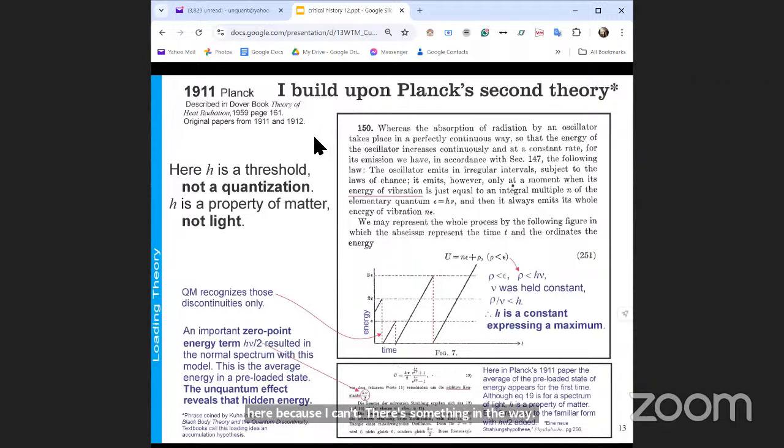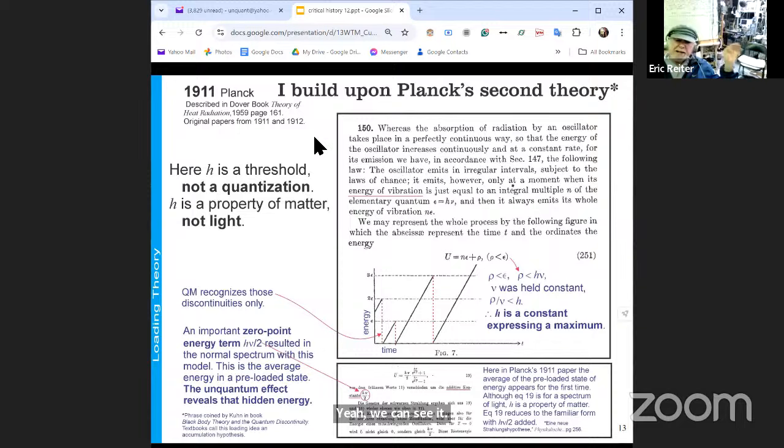All right. So I build upon Planck's second theory. Planck had a second theory of 1911, and he had his constant as not a quantization, it was a threshold. And also, again, h is a property of matter, not light.